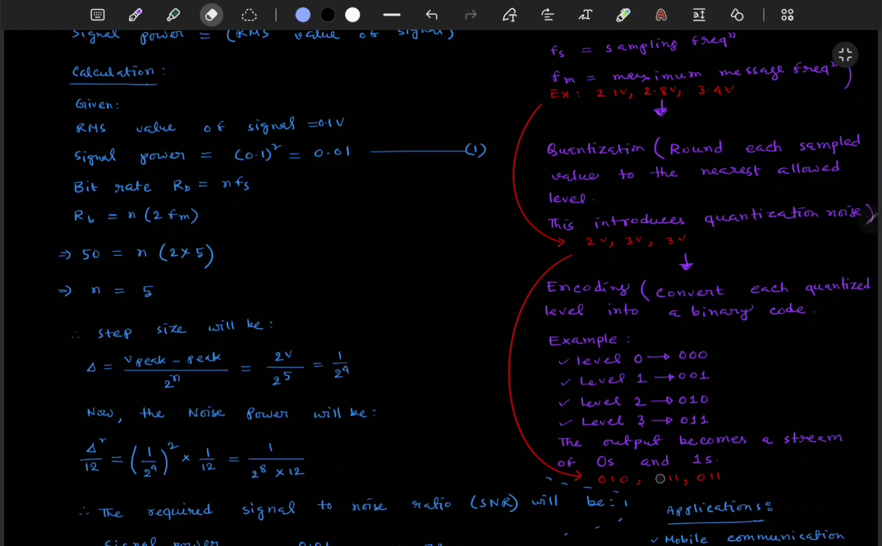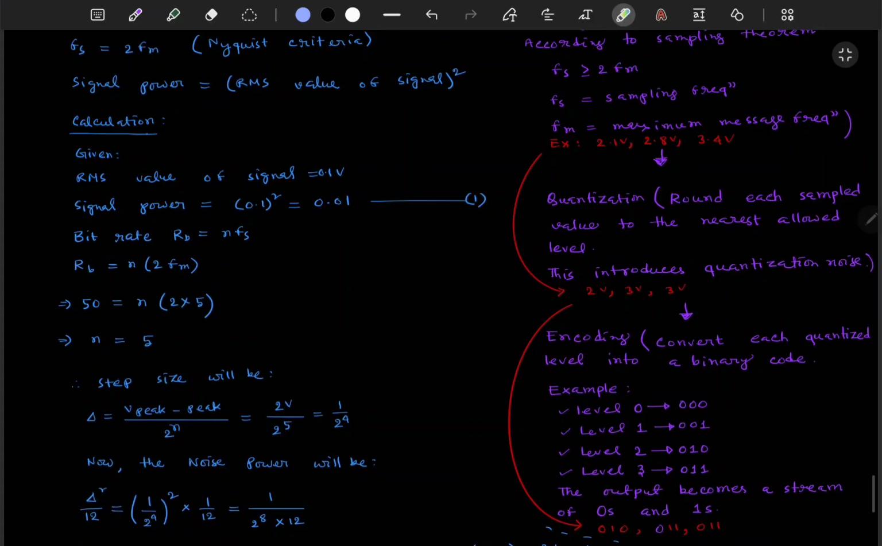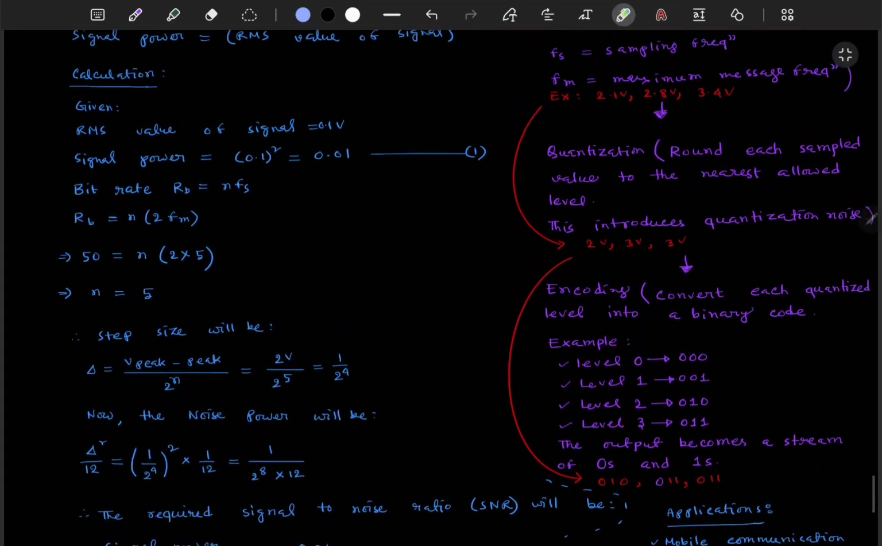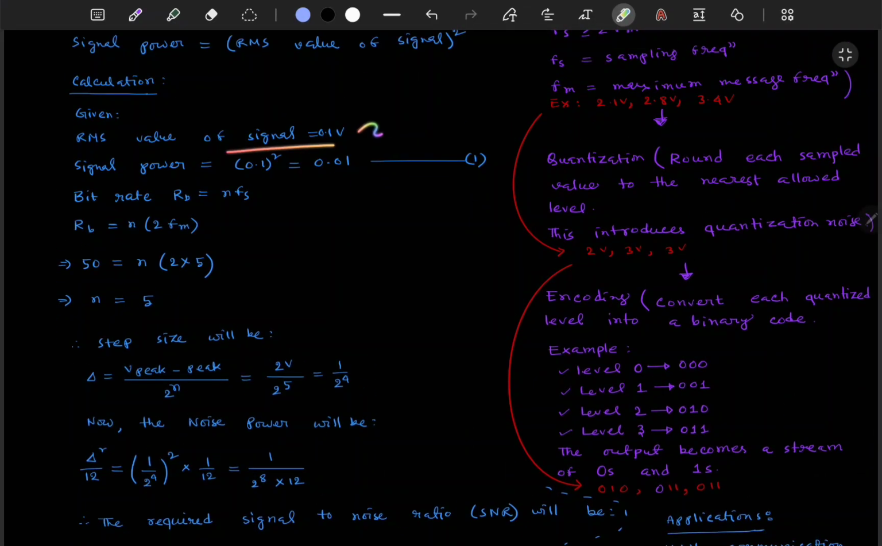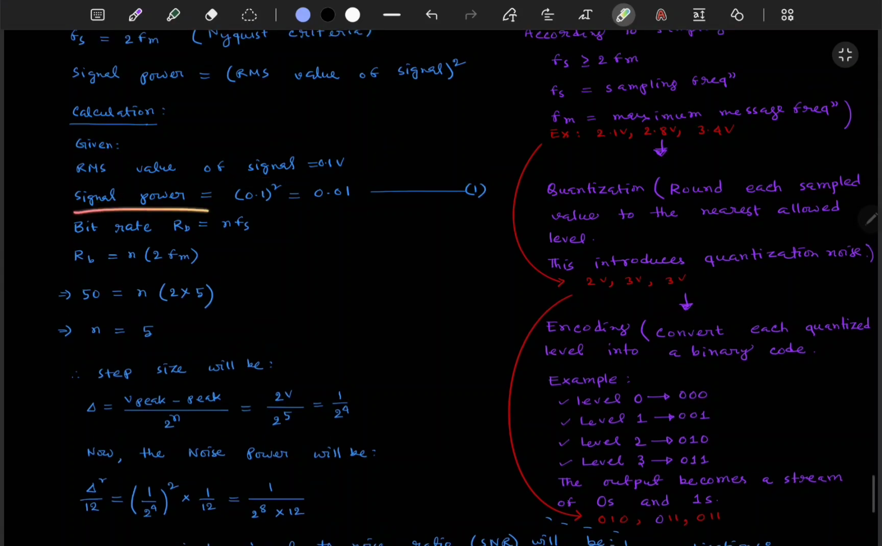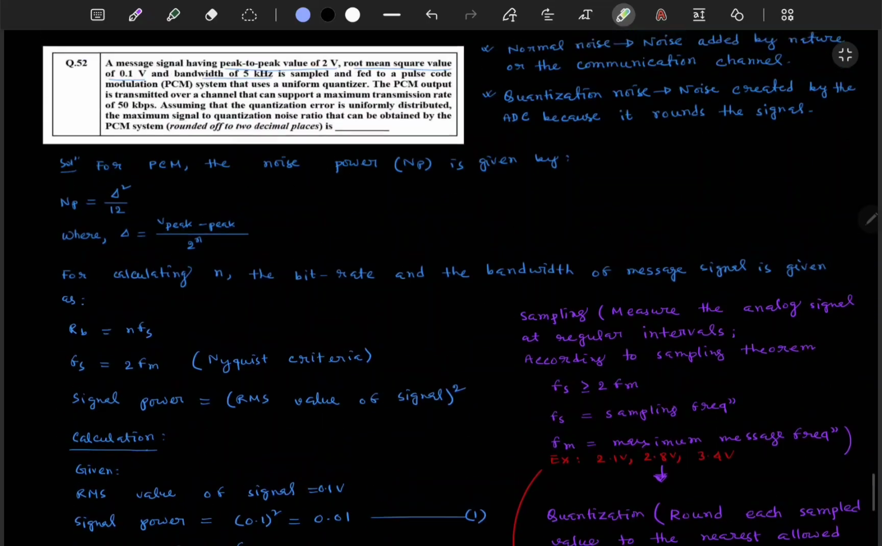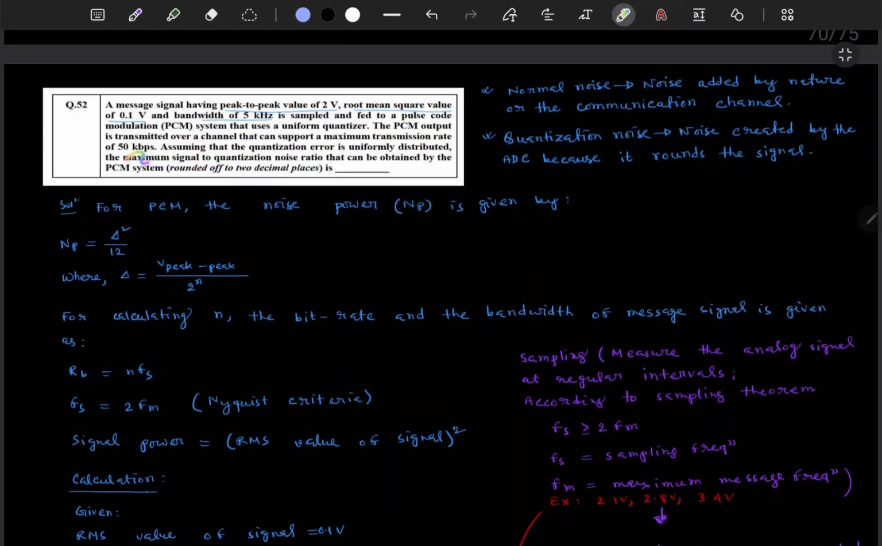Sorry, this is 3 only, so it is right. Now the calculation part. The RMS value of the signal is 0.1 volt, so the signal power is 0.1 squared. The bit rate is n Fs, so n into 2 into fm, using the Nyquist criterion. Now RB is 50, equal to n into 2 into 5. RB is 50, it is mentioned here.